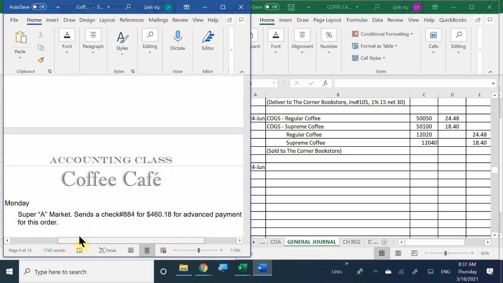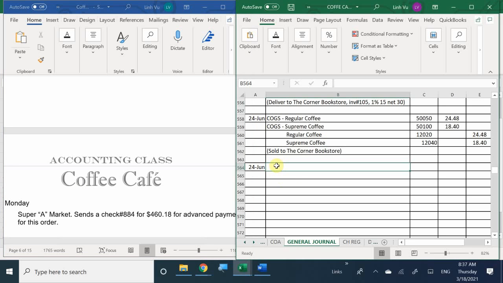Okay, so what should we recognize here? Checking. Yes, because we received money. Prepaid account? Now, who's making the prepaid account? Are we making the prepaid account? Are we going to own this? No.